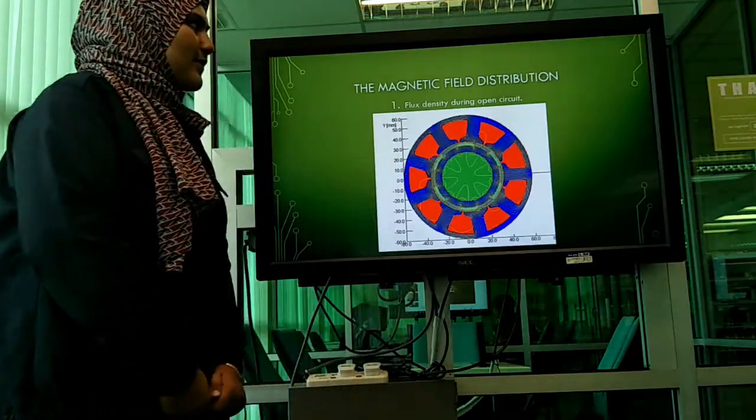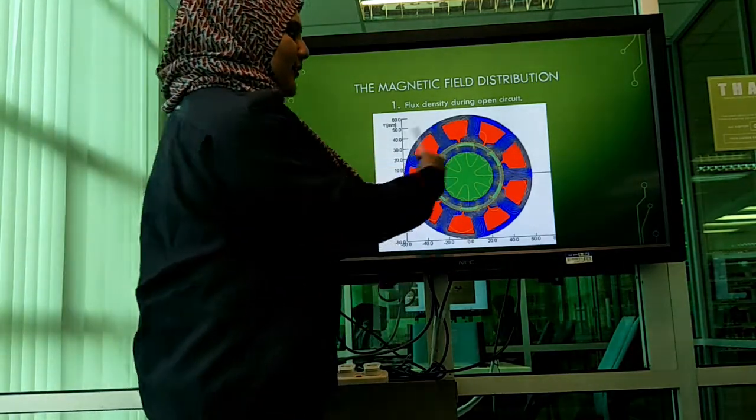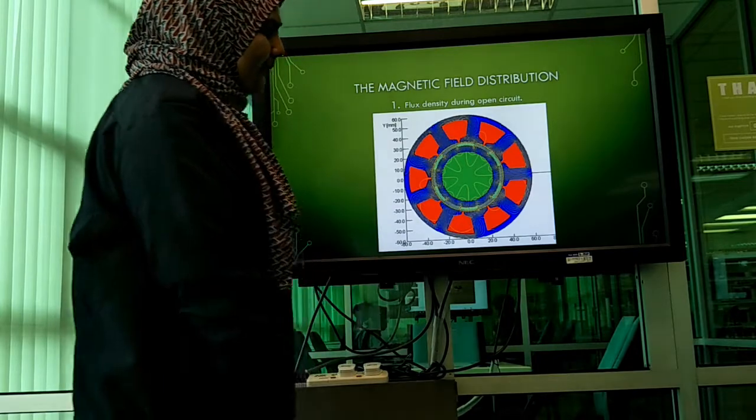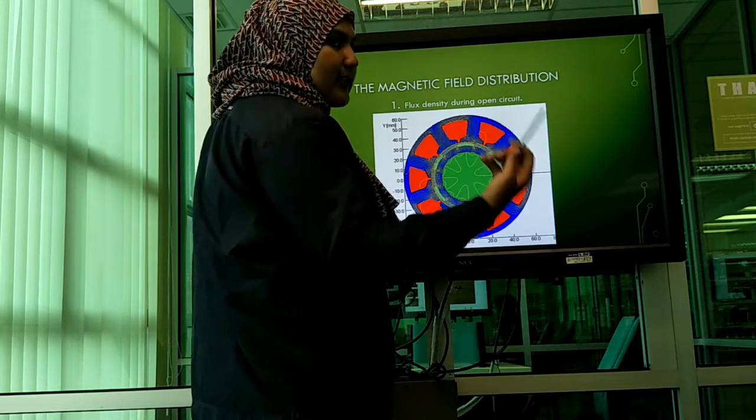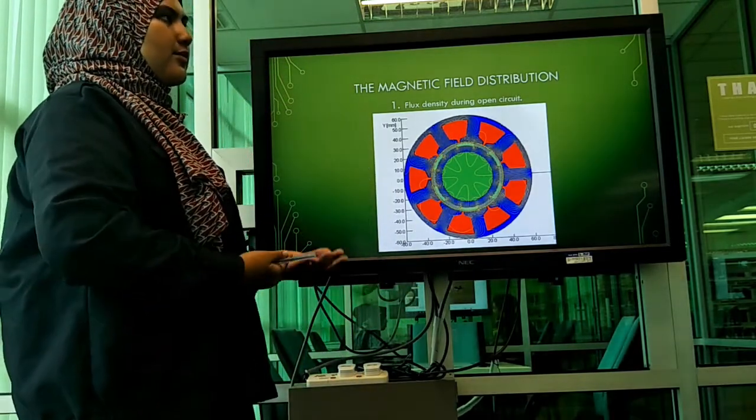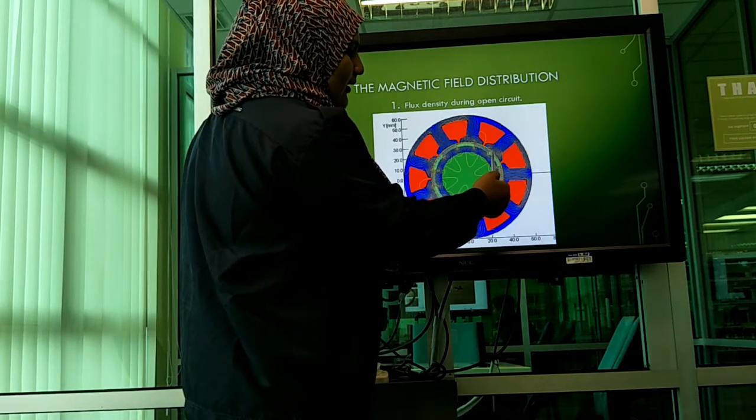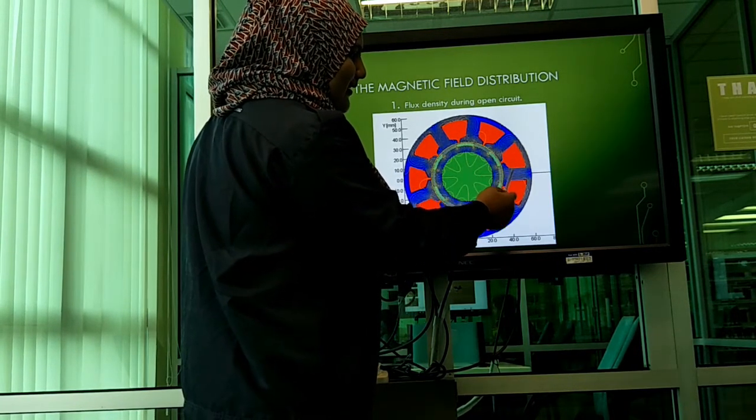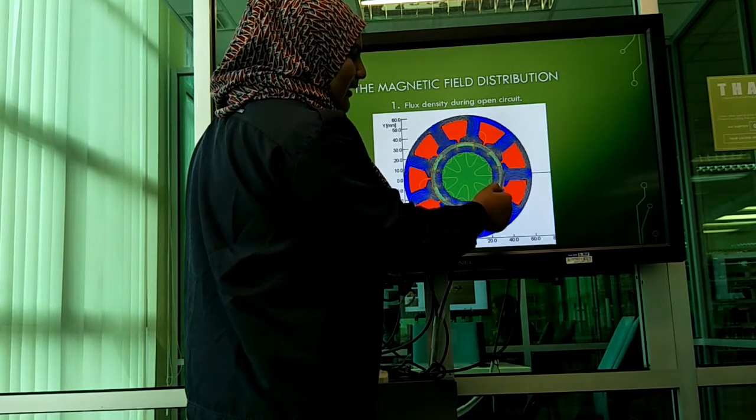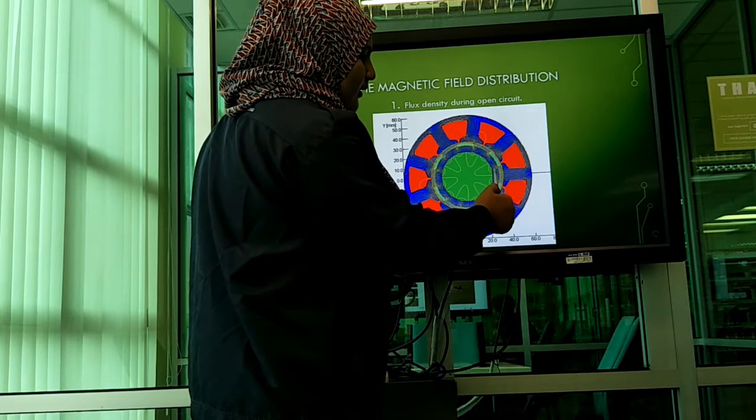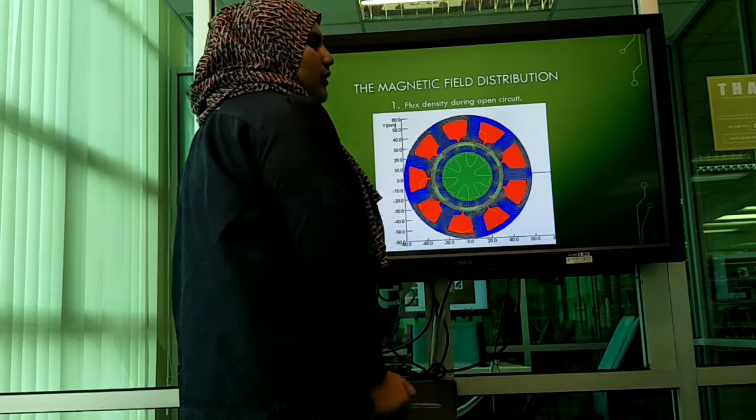I will discuss the magnetic field distribution. This is the flux density during the open circuit. As you can see, the flux density goes from the north and through the south. Usually, if there is no stator here, it will become like this, only just go through. But this is the stator. The magnetic field needs to go from this rotor through the air gap and through the stator, then go back into the rotor.